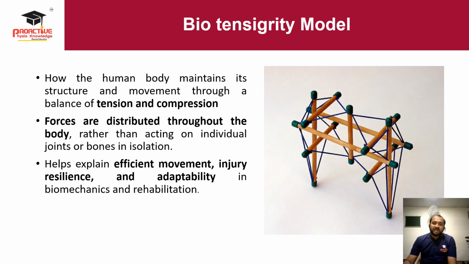We need to understand the biotensegrity model also. Biotensegrity is about tension and compression: how the human body maintains its structure and movement through a balance of tension and compression. The forces are distributed throughout the body rather than acting on individual joints or a bone in isolation. If you look at this model, if you pull one string, the other string is also pulled towards the side of the pulling direction.